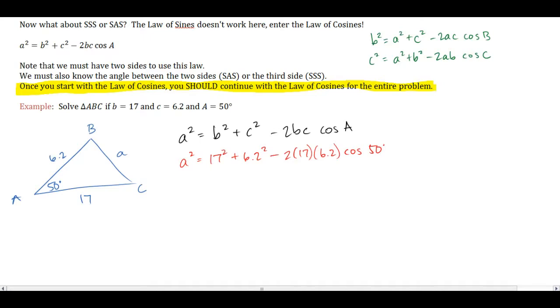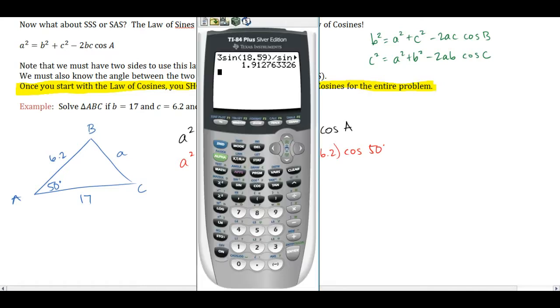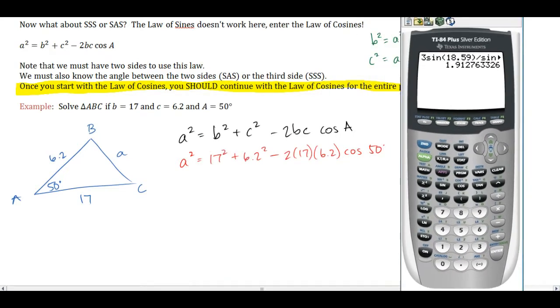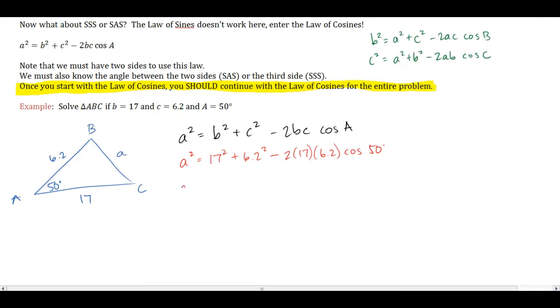I'm going to grab my calculator, and I'm going to spit out that final answer for you. So my calculator should still be in degrees, and I'm just going to type in 17 squared plus 6.2 squared minus 2 times 17 times 6.2 cosine of 50, and I get that. And some kids will go, yeah, I found it's 191, but remember that's a squared, so I'm going to square root that bad boy and get 13.85. So little a is 13.85, but we are not done.